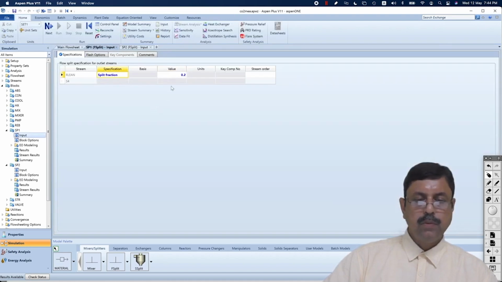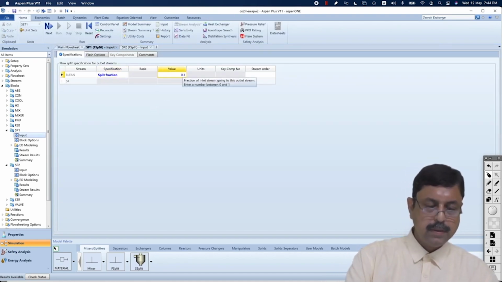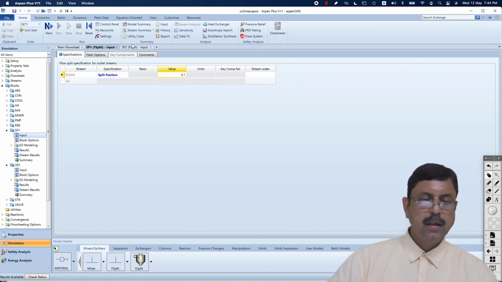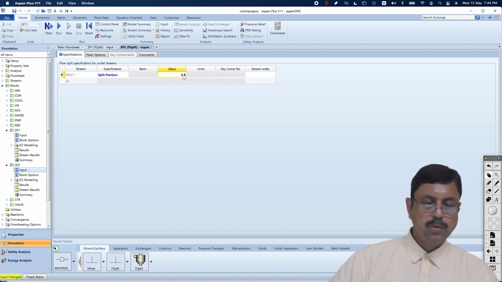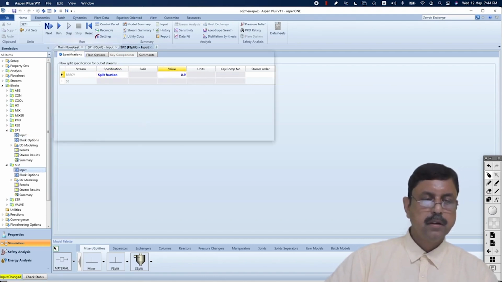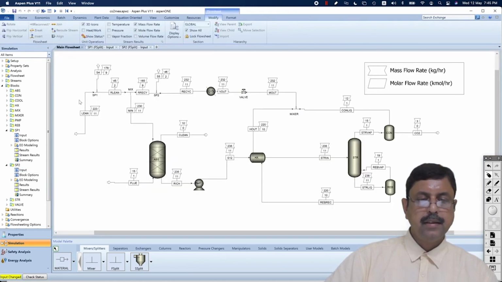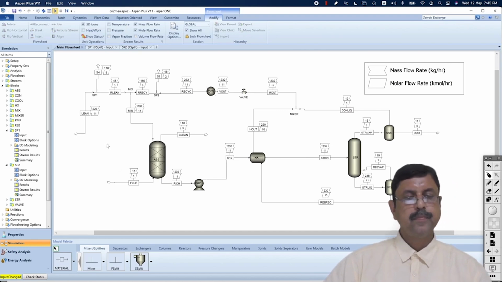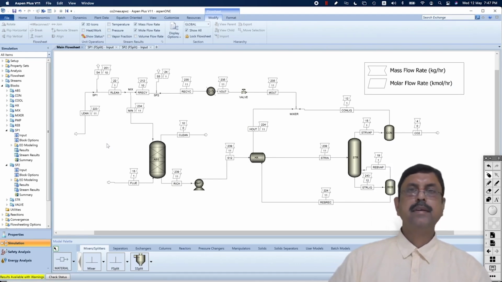So we will do one more, just reduce it to 10% and increase it to 90%. This is the last thing that we are going to do. So it has converged once again.